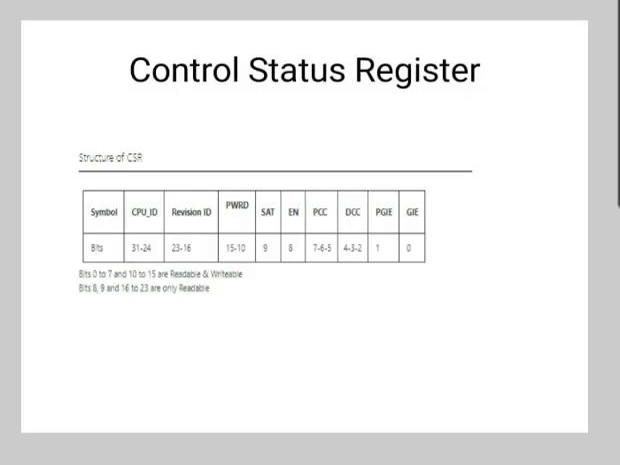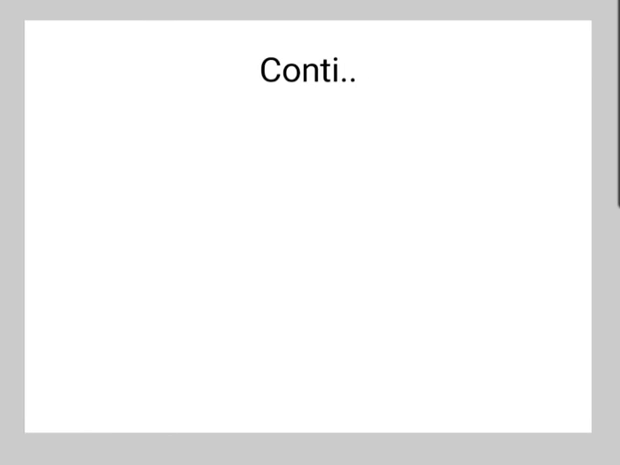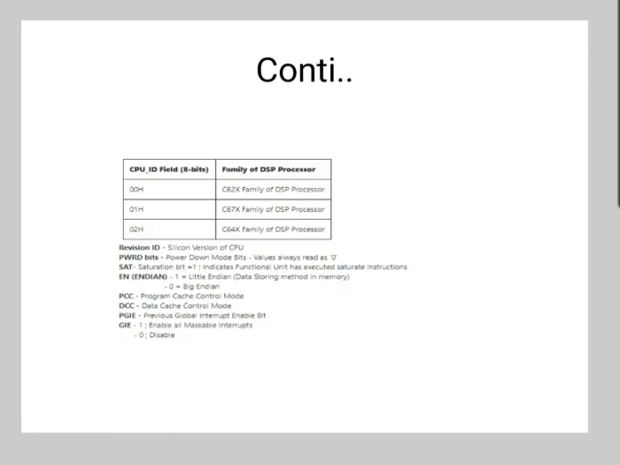The power down modes and their wake up methods are programmed by the PWRD field, bits 15 to 10 of the CSR, and the PWRD field of the CSR is shown here. When writing to the CSR, all bits of the PWRD field should be configured at the same time. A logic 0 should be used when writing to the reserved bit, that is bit 15 of the PWRD field. Here the CPU ID field is 8 bits and identifies the family of the DSP processor.